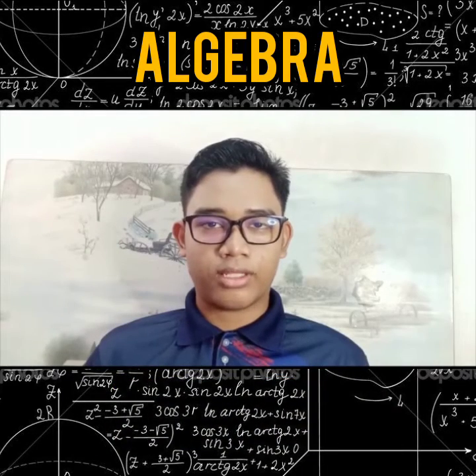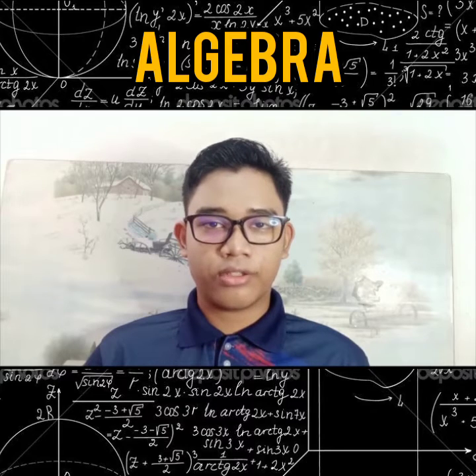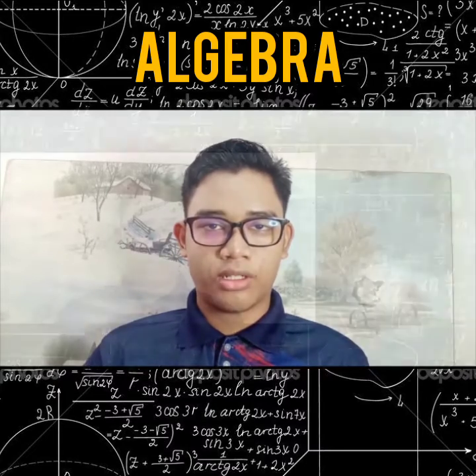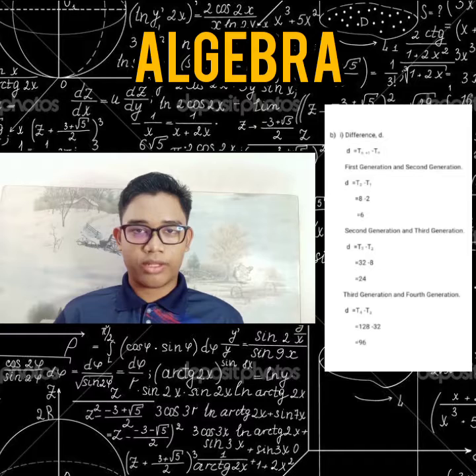1B1: What is the difference between each generation? To solve this question, we need to use the formula d equals Tn+1 minus Tn. So you will get the answer 6 for first generation with second generation, 24 for second generation with third generation, and 96 for third generation with fourth generation.